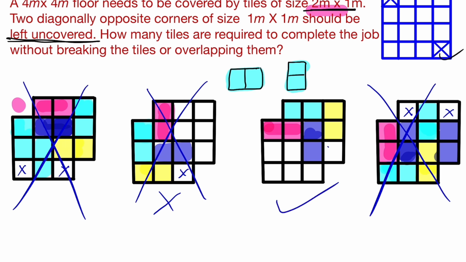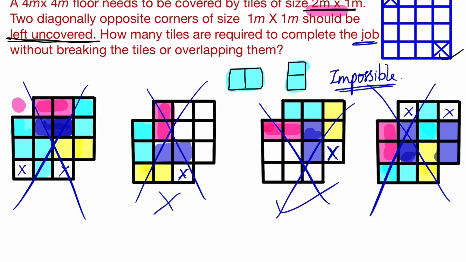In this case, here we have this 1 by 1 block and we cannot fill this, so discard this option also. So in every case we are getting 1 block or 2 blocks uncovered, that means we cannot do this job, and therefore this is impossible. So this is the answer: we cannot do this job.